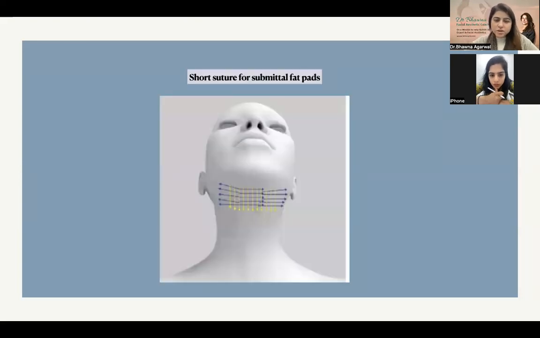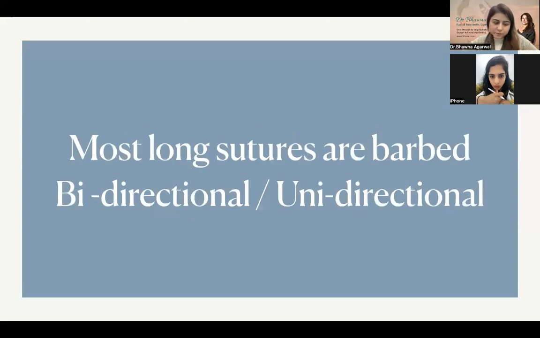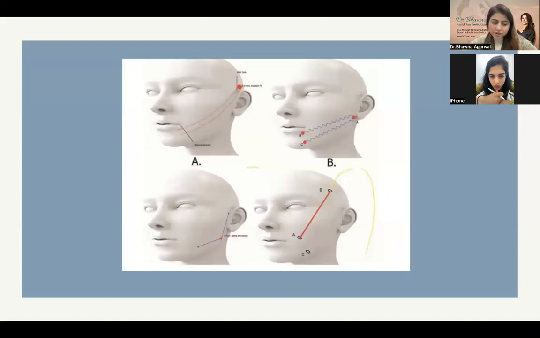So this is how you use short sutures for submental fat pads. Create a meshwork, either double screw or mono, whichever is more suitable. So protocols for long sutures, that is more than 90 mm. Most long sutures are barbed, bidirectional or unidirectional. So these are the vectors, and the anchor point is always a bony point.